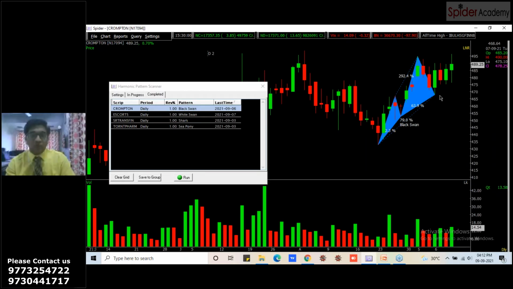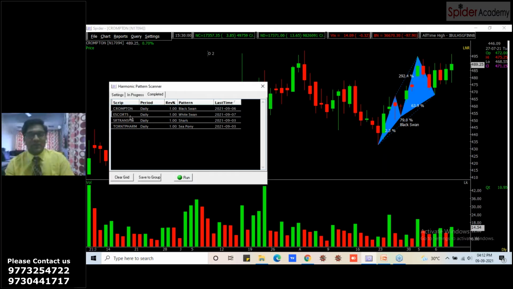So what does this color mean? If we are getting a blue pattern, it indicates a bullish momentum coming from here onwards. This is the reversal point for Crompton, and from here we can see bullish momentum coming up. Then we move to the next example, that is Escorts.